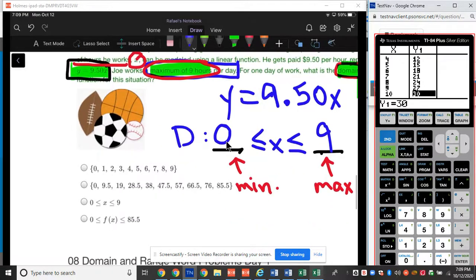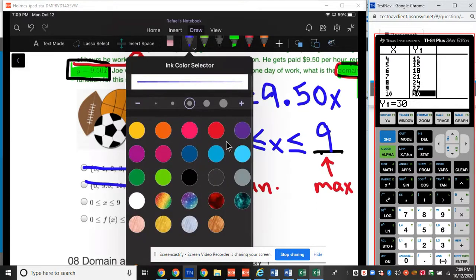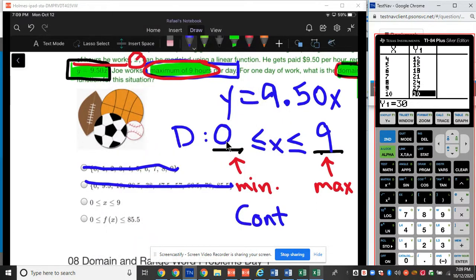So looking at our answer choices, right off the bat, you could have eliminated the first and the second choice because those are discrete domains, and we needed a continuous domain with inequalities. So the only answer choice that matches perfectly is C.